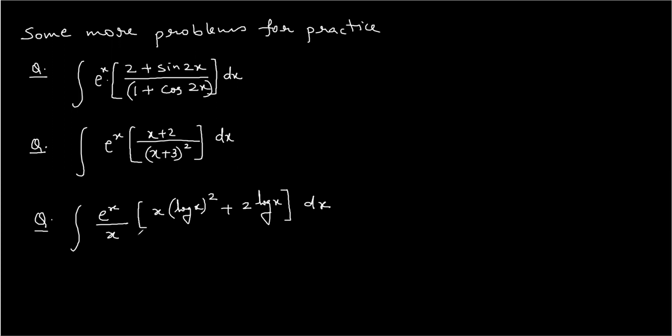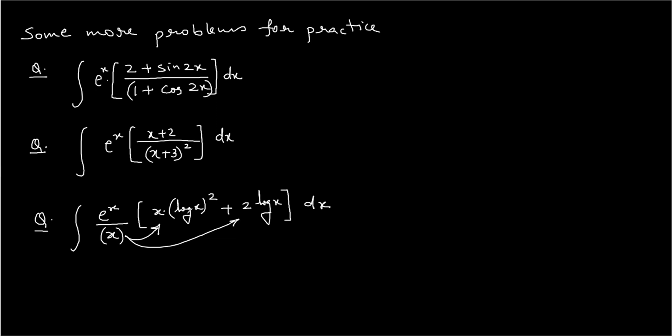And in this question you will multiply 1 upon x inside the bracket. So 1 upon x will multiply this and it will multiply this. When 1 upon x multiplies this, x will cancel. You will have simply log x the whole square, and here you will have 2 log x upon x.